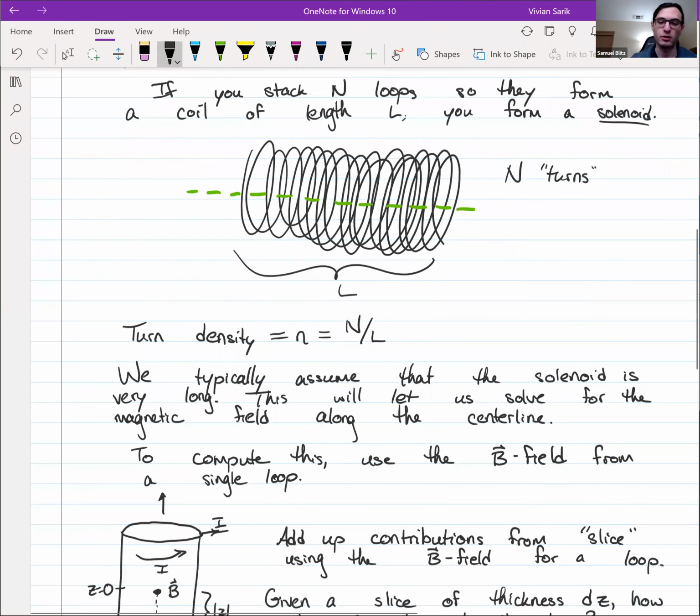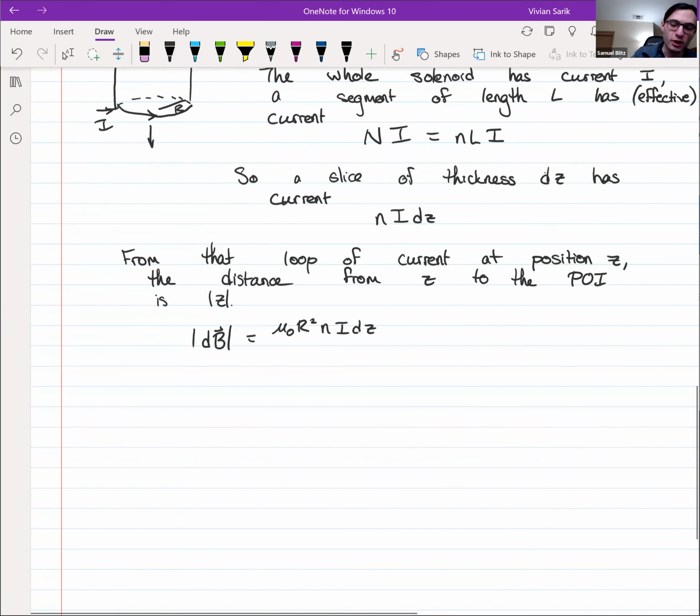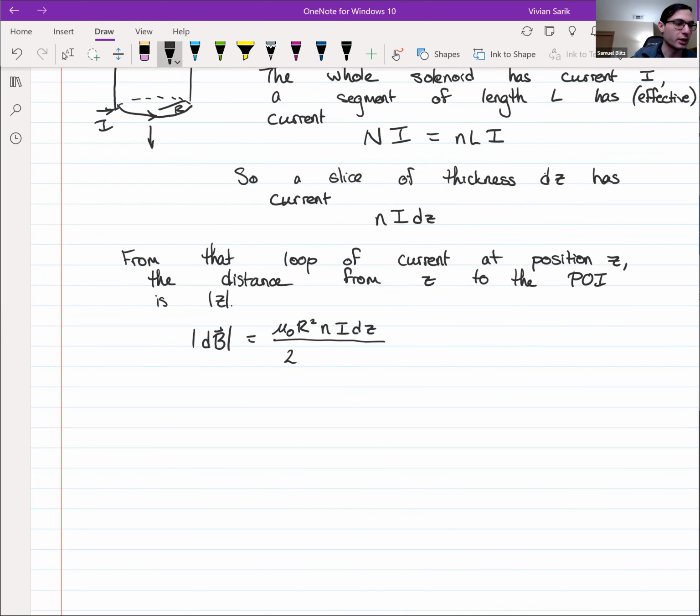So I'm just tracking here. So I'm just looking at this term. So mu naught times n times I times dz times the radius squared divided by 2 times this particular function. And I will write it out here. 2 times r squared plus, now here I should plug in the absolute value of z, but I'm about to square it anyway, so I can get rid of that absolute value. So 2 times r squared plus z squared to the 3/2.